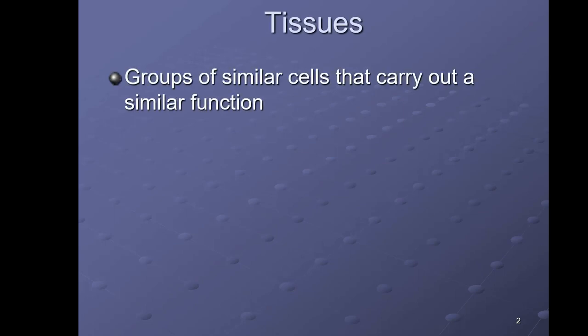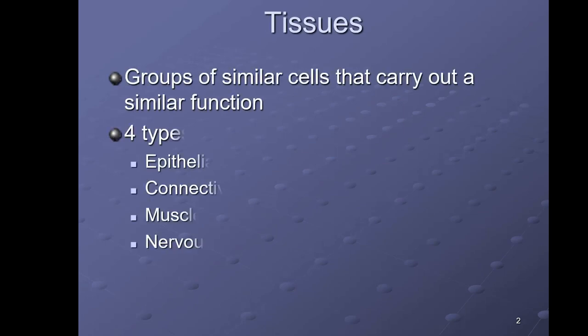So a little bit about tissues in general. It's a group of similar cells that carry out a similar function. And there's 4 types in the human body, and that's it. So there's epithelial, there's connective, there's muscle, and there's nervous. So any other substance in the body can fit into one of those categories.